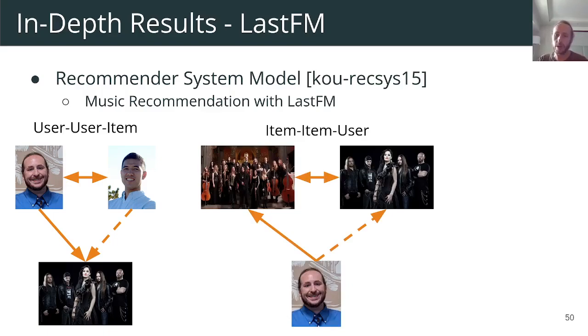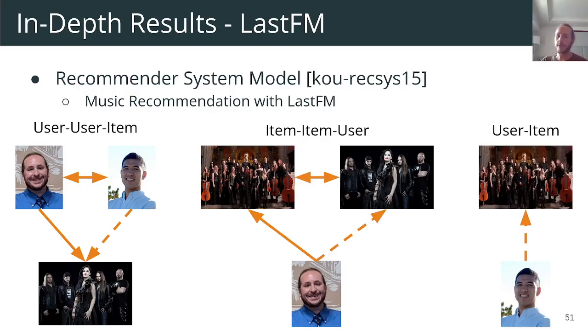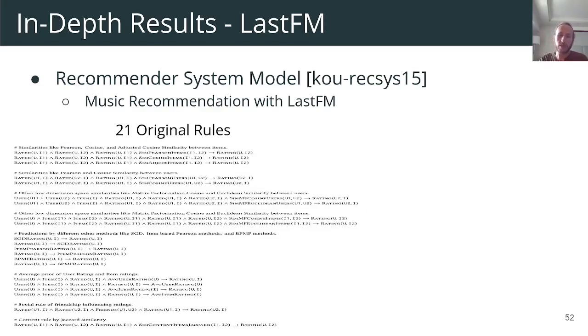And finally, user-item pairing, which says there's some kind of inherent attributes between these users and items that facilitates a recommendation. So if we look at the actual model used, you don't need to memorize this or look at it at all, but there's 21 original rules used here. And collective grounding narrowed that down to just 3 queries.